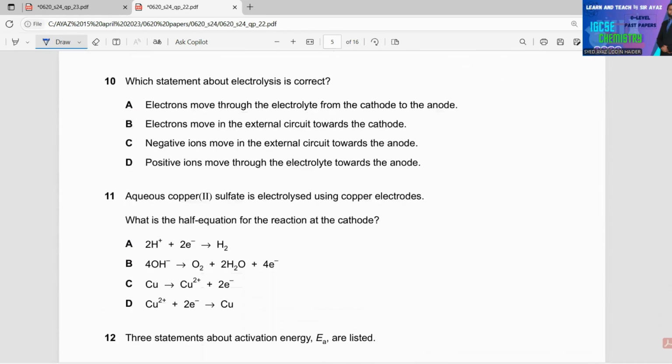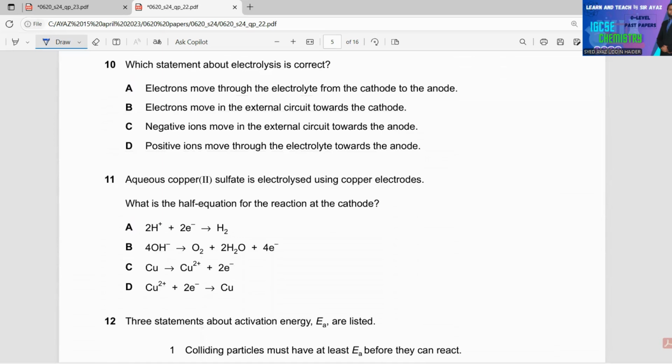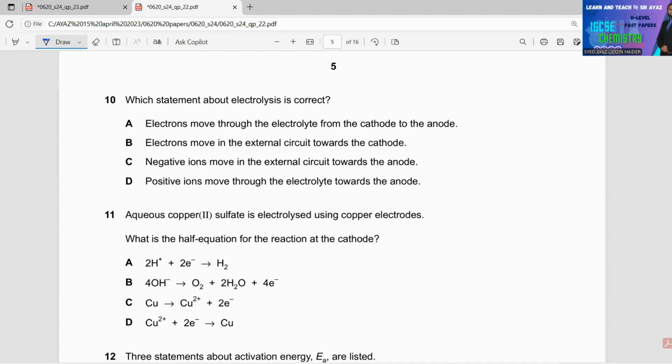The next question, which is question number 10. Which statement about electrolysis is correct? Now, what is electrolysis? It's made up of two terms: electro means electricity, lysis means breakdown. So it is the breakdown of an ionic substance or ionic compound using electricity.